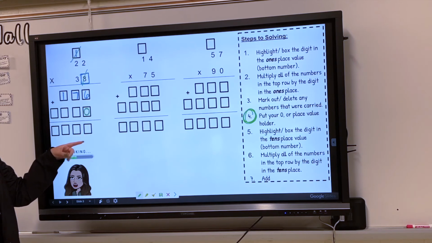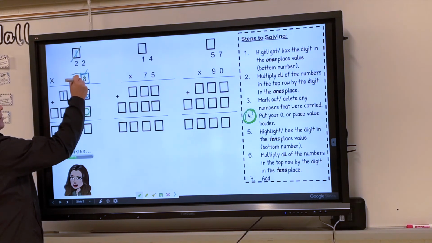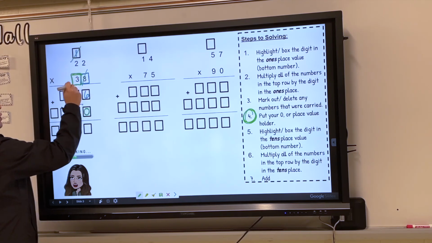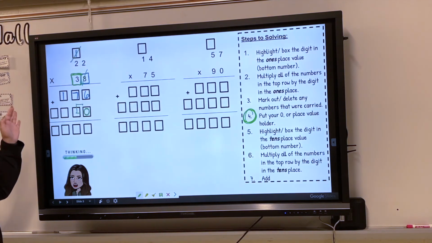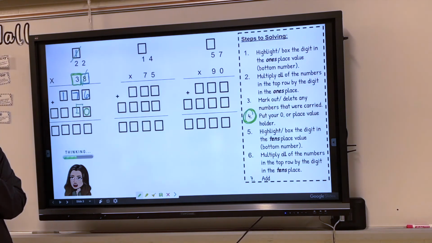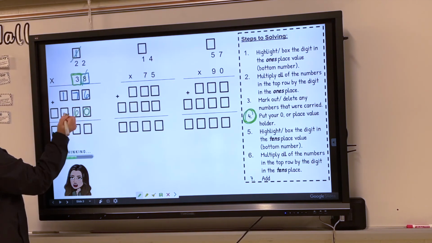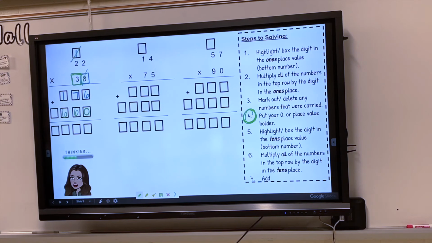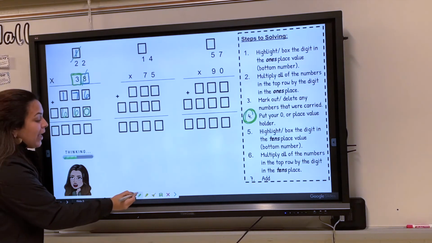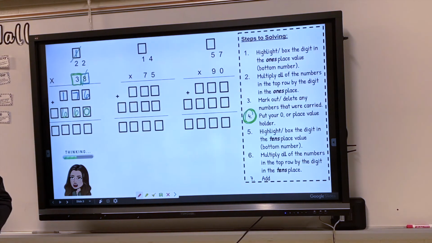Now that I've put the 0, I'm going to box my 3, because I need to focus on this number now, because this is the number I'm going to multiply by 22. Okay. 2 times 3 is 6. And then 2 times 3 is 6 again. I have no other numbers to multiply, so I'm done with the multiplying part, but I'm not done solving my final answer. I need to add both of these products together to get my final answer.